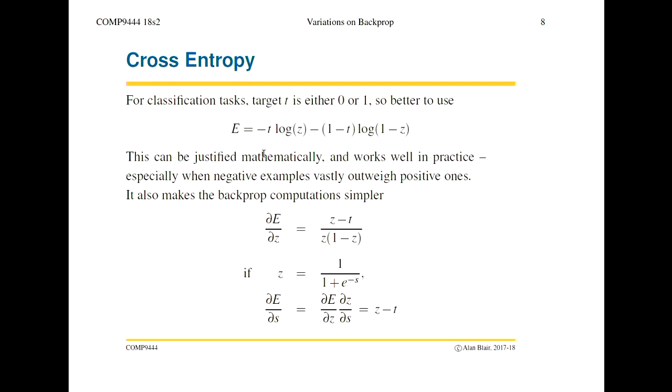Log of 1 is 0, and as z goes towards 0, minus log of z goes up to infinity. It goes slowly to infinity, but it does go to infinity. If the target value is 0, this term disappears, and you get minus log 1 minus z. So again, when z is 0, it's 0, and when z is 1, it logarithmically diverges to infinity.